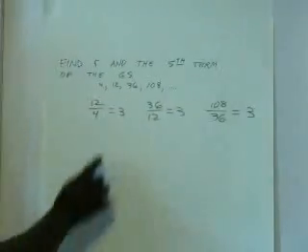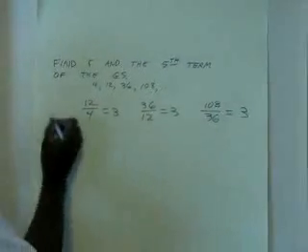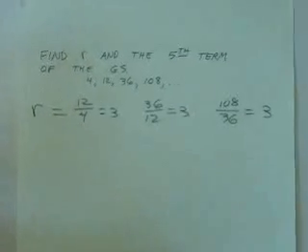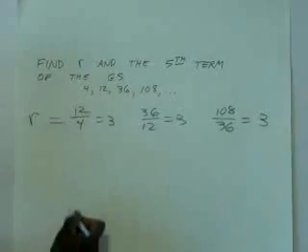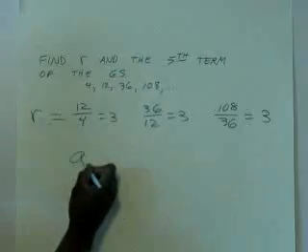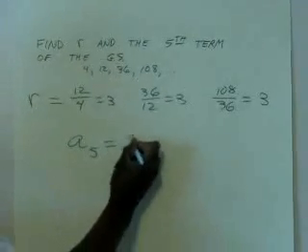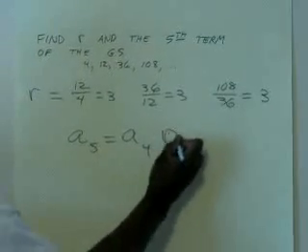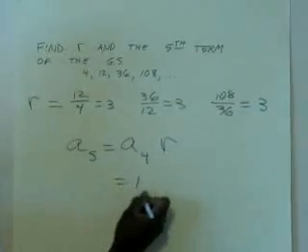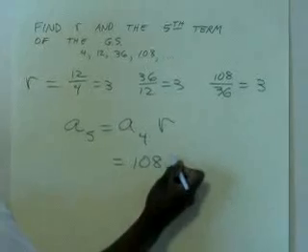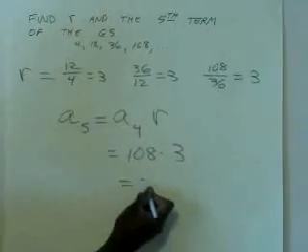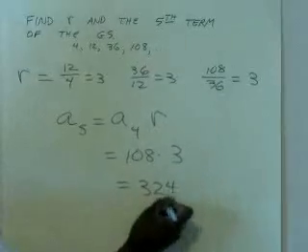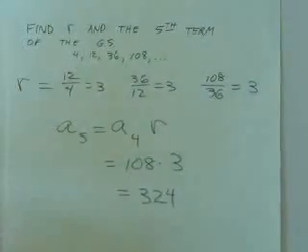Now that we know that the common ratio r is equal to 3, we can easily compute the next term. The fifth term would be the one following 108, so the fifth term would be the fourth term times r, which is 108 times 3, and that's 324. So there's the fifth term in our sequence.